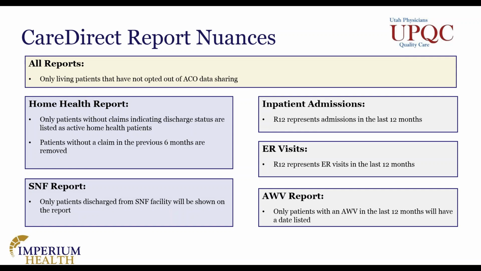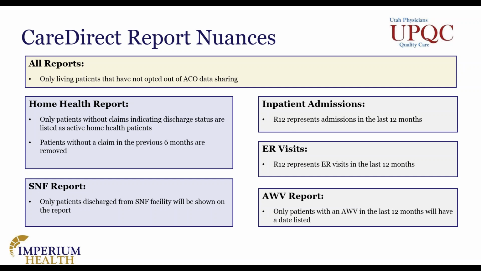A couple of reminder nuances for CareDirect. Only living patients that are choosing to share data are available within ACO Health Solutions. The ED list, which we've just talked about, is going to show only ED visits from the last 12 months. So if you ever see a count that looks a little funky, or a count from Brian or myself looks a little different, we might be using more information than just those 12 months.